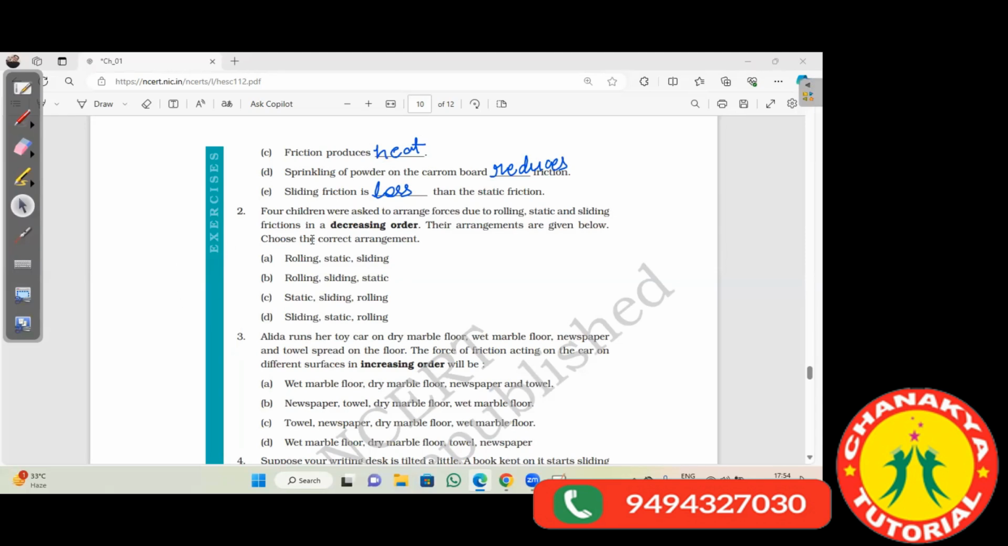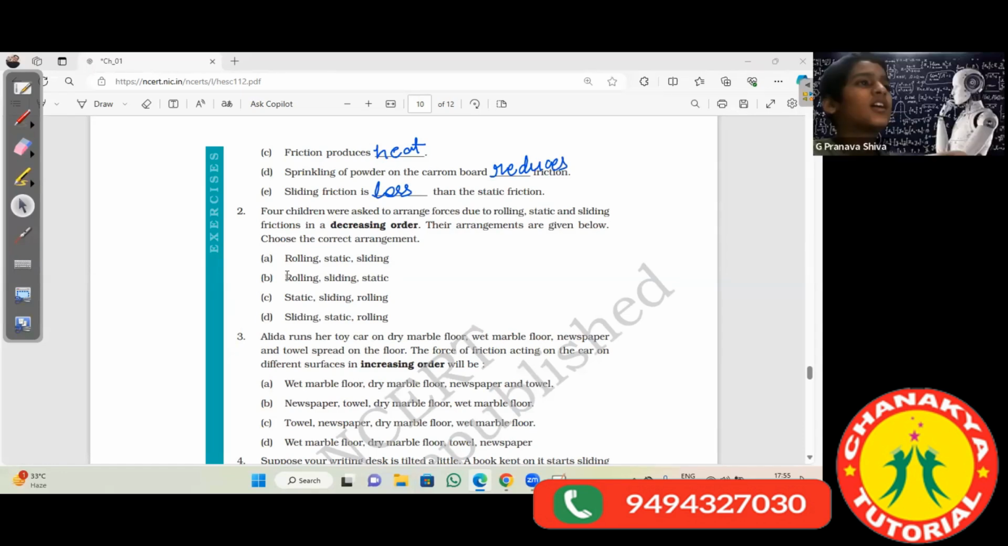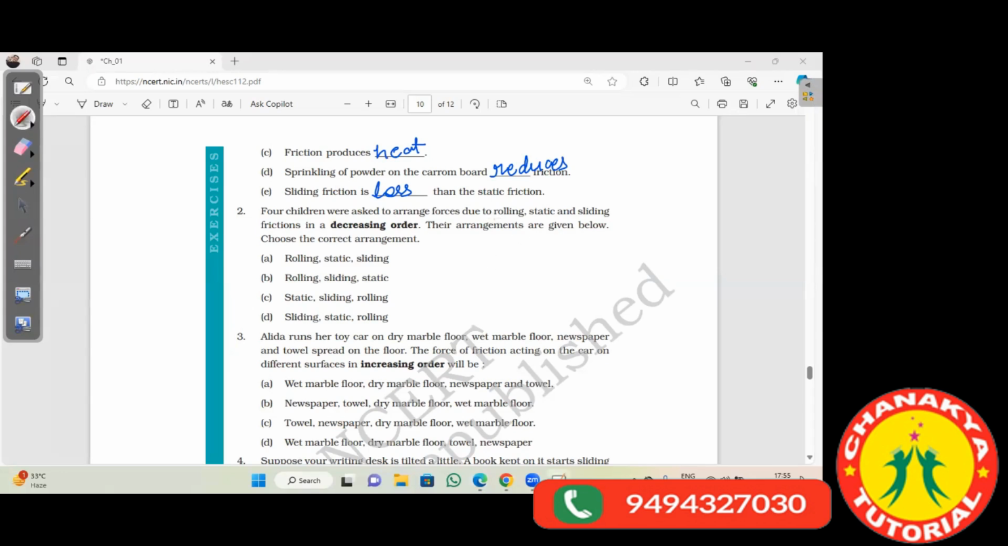For the second question, 4 children were asked to arrange forces due to rolling, static and sliding frictions in descending order. Their arrangements are given below. Choose the correct arrangement. Out of these 4 arrangements, you have to arrange them in the decreasing order of their friction. Static friction is maximum, then we have sliding friction and then we have rolling friction.